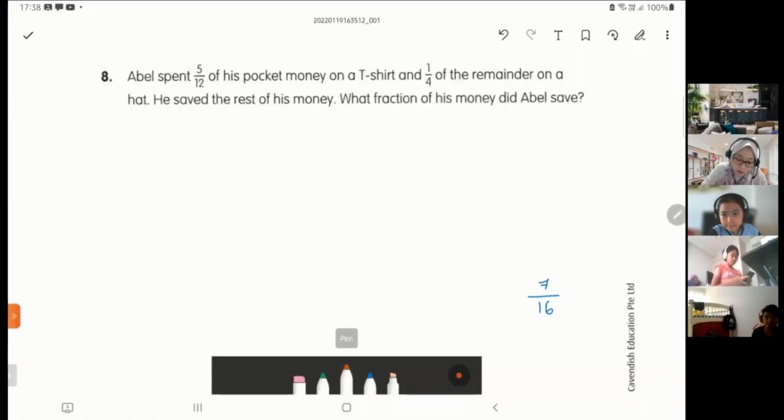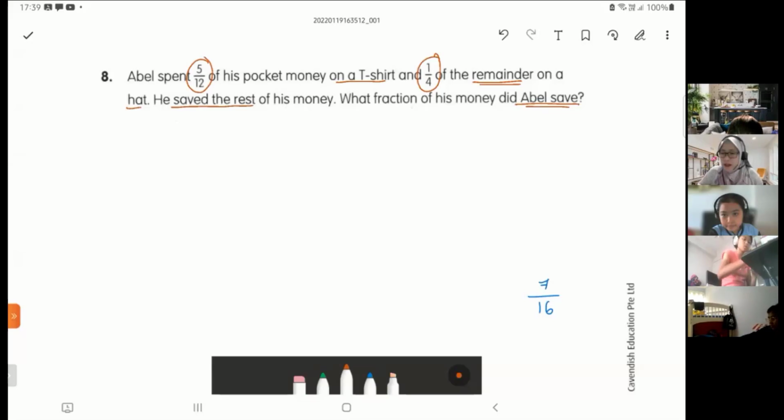Abel spent 5 over 12 of his pocket money on a t-shirt, and then 1 over 4 of the remainder on a hat. He saved the rest of his money. What fraction of his money did Abel save? Okay, this is definitely the remainder concept. And you know that for the remainder concept, you can do various methods. Let's just stick to the fraction method, okay? We don't have to draw the model.